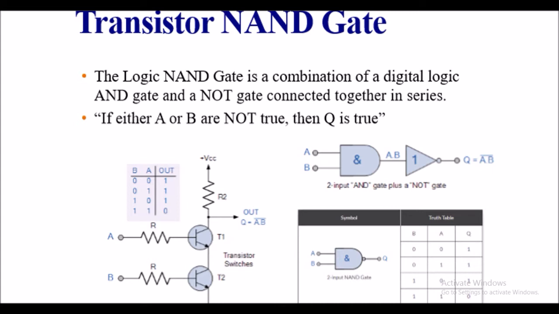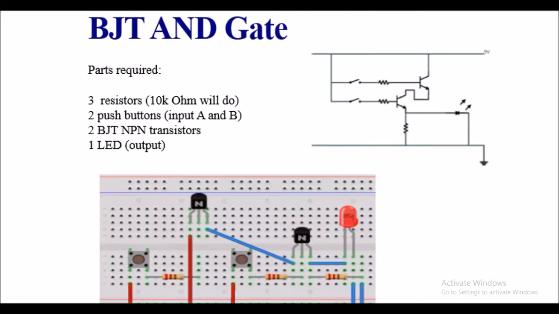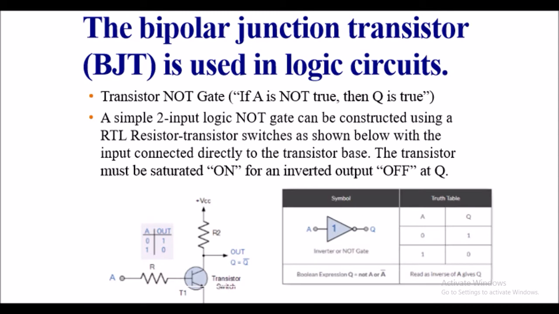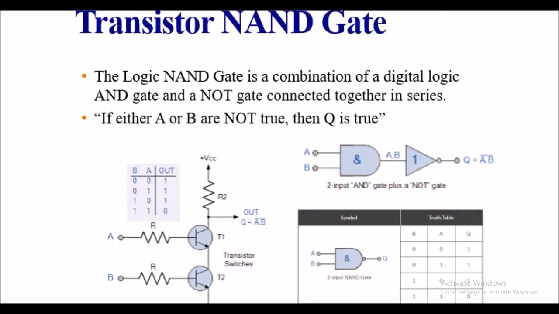The logic NAND gate is a combination of digital logic: NAND is an AND plus a NOT gate. So I will go ahead here and connect this one to this one. We have a logic diagram, and then NOT, and then NOT. So this is the NAND gate.